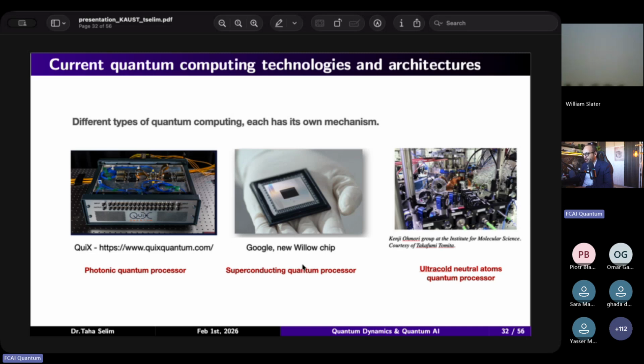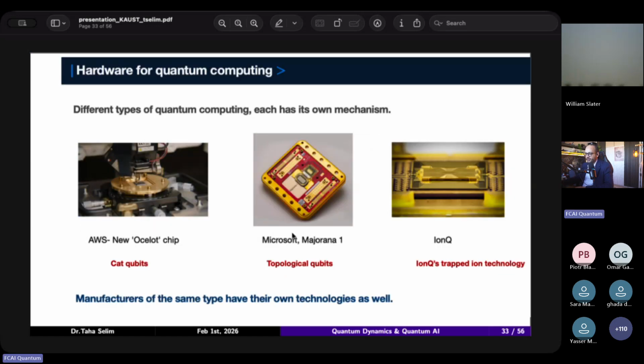You can have a different technology called the superconducting quantum processor, and this is similar to Google's new Willow chip and also IBM quantum computers. And you can have another technology like the ultra cold neutral atom quantum processor, where the Rydberg states of neutral atoms are controlled in a specific way, and then you can perform computations on them. There are several technologies in development, like the cat qubits. You may have heard about the Amazon Web Services new Ocelot chip, and of course Microsoft Majorana 1, a sort of prototype toward enabling what's called topological qubits. And then we have IonQ, which uses trapped ion technologies.